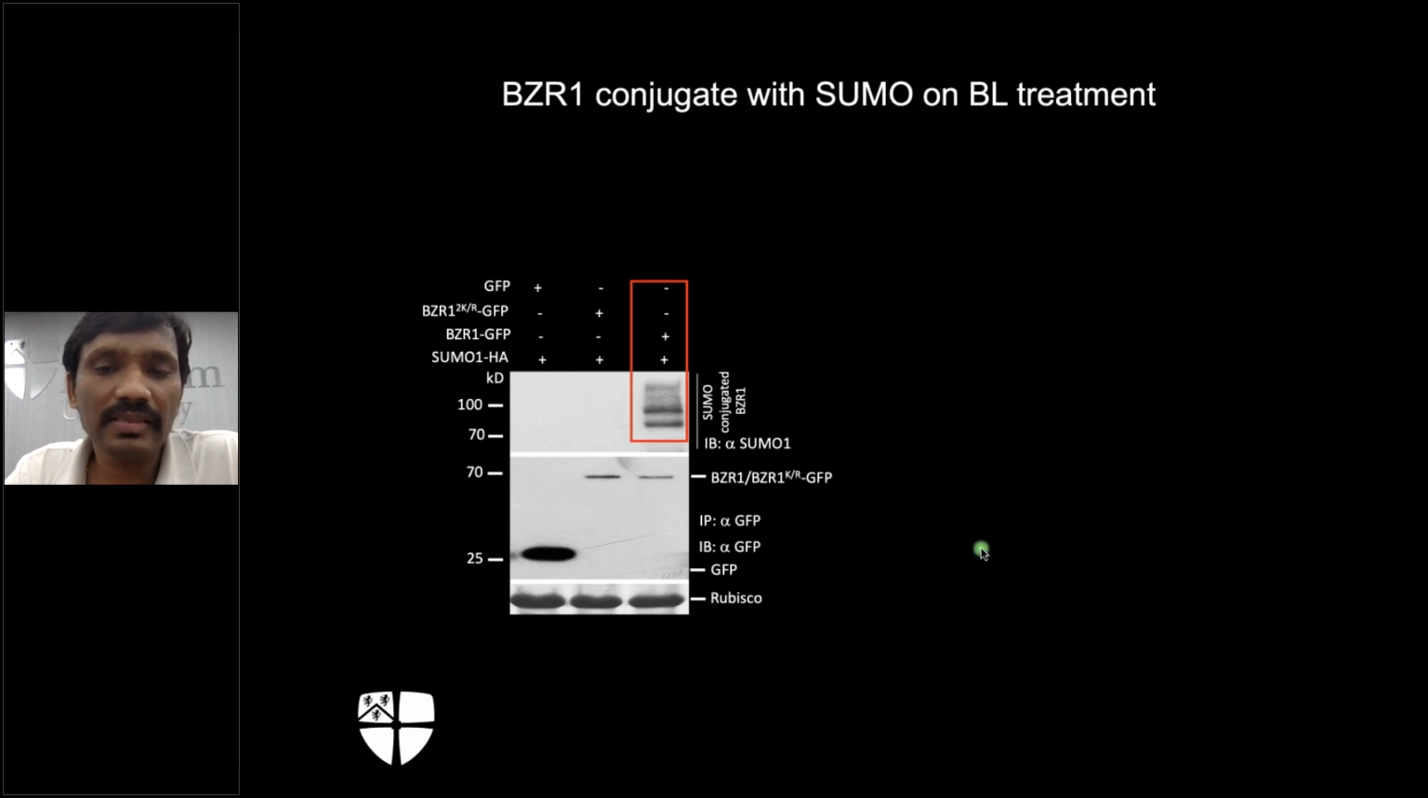In the transient assay, in Benthamiana leaves, BZR1 was co-immunoprecipitated with the GFP-tagged version, and we identified the lysines in BZR1. So we mutated those lysines into arginines, and then co-infiltrated BZR1 with SUMO and BZR1 2KR with SUMO. We found that when you probe with SUMO, you can only get SUMO-conjugated BZR1 in wild type, but not in BZR1 2KR.